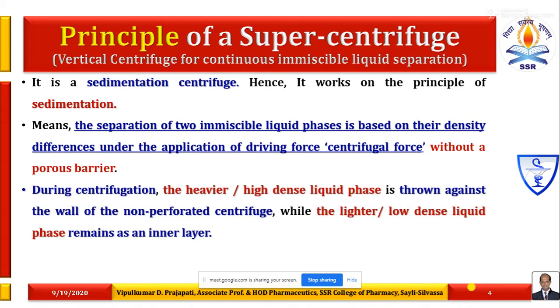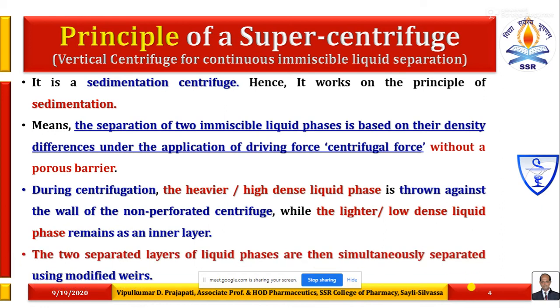During centrifugation, the heavier or high dense liquid phase is thrown against the wall of the non-perforated centrifuge, means towards the wall, while the lighter or low dense liquid phase remains as an inner layer near the central vertical shaft. The two separated layers of liquid phases, that is heavier liquid phase and lighter liquid phase, are then simultaneously separated using the modified weirs that are fixed at particular distance at the top of this super centrifuge.